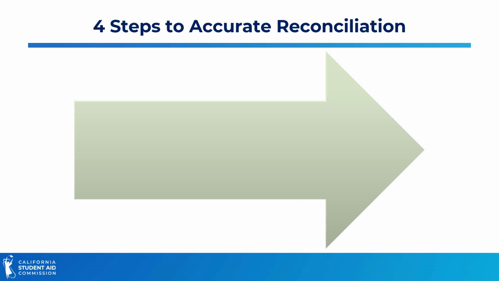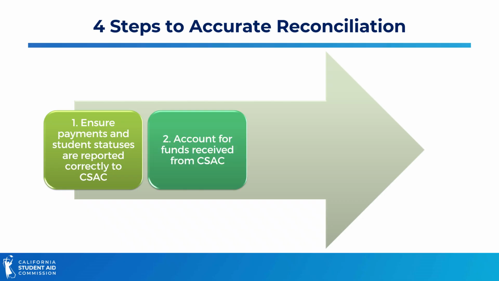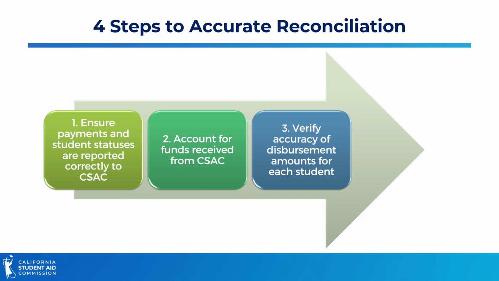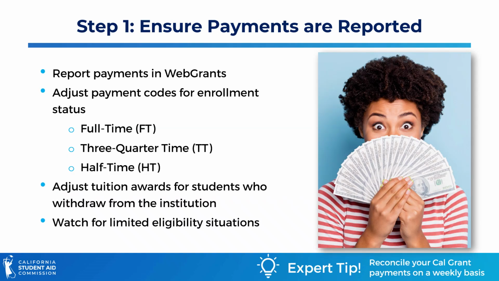Now let's talk about the 4 steps to reconcile. This slide shows an overview of the 4 steps to accurate reconciliation, and we will go over each step individually in the following slides. Starting with step 1, ensure payments and student statuses are reported correctly to CSAC. Step 2, account for funds received from CSAC. Step 3, verify accuracy of disbursement amounts for each student. And step 4, ensure that any remaining funds are returned to the Commission after final reconciliation. Let's start with step 1, ensure payments are reported.